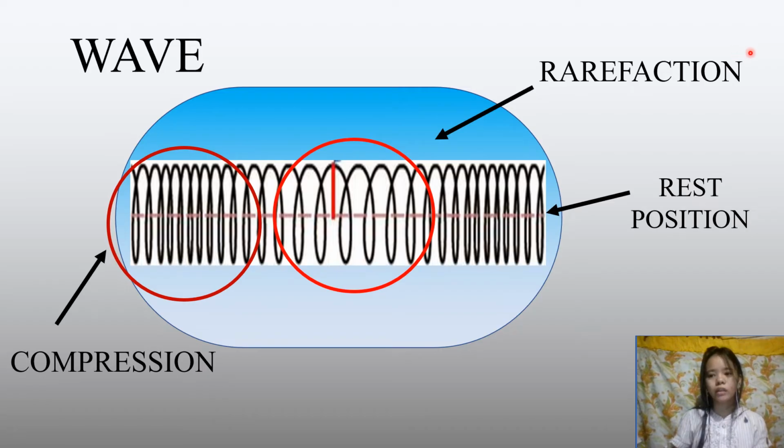So let's have a closer look at this longitudinal wave. They vibrate in parallel, so they're just going right to left, right to left. Here we have the compression, and here we have the particles apart from each other. It's called rarefaction, and here is the rest position of the wave.